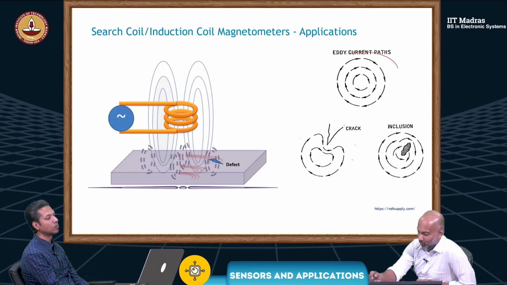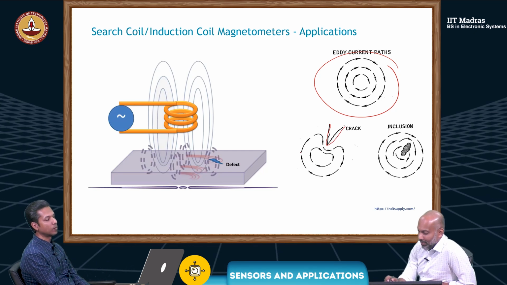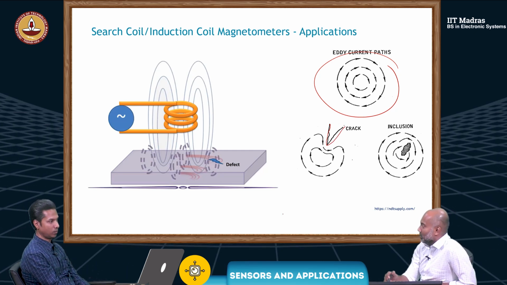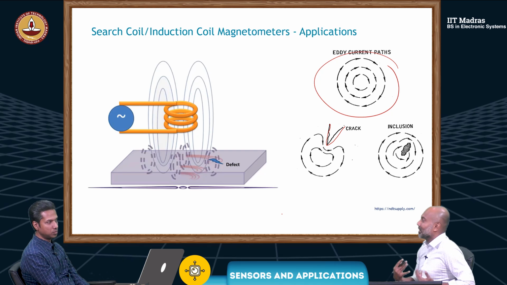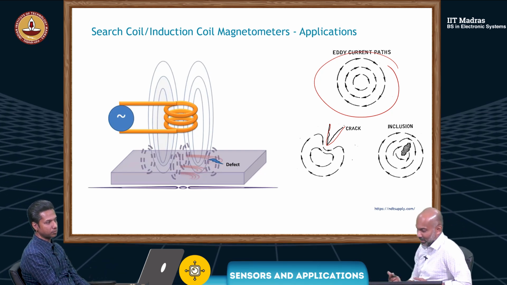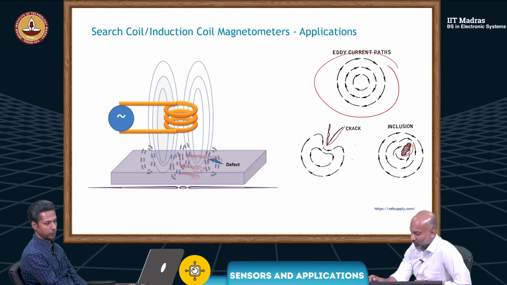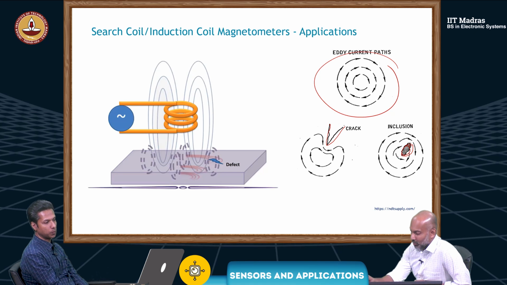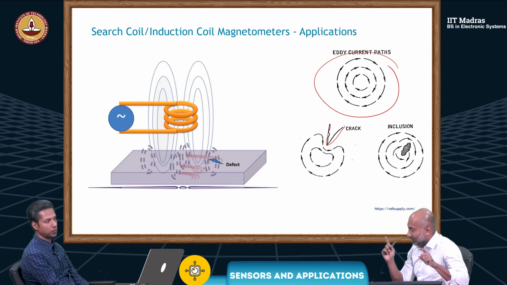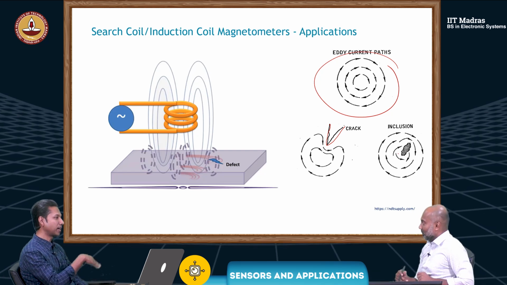So this is what we saw before, circular. But if you have a crack, then this current will maneuver around the crack or find an alternative path. Shortest, yes, exactly. And you could have something like an inclusion here, and again a different path. As you said, this loop is cut. So there is a modification to the eddy current path.